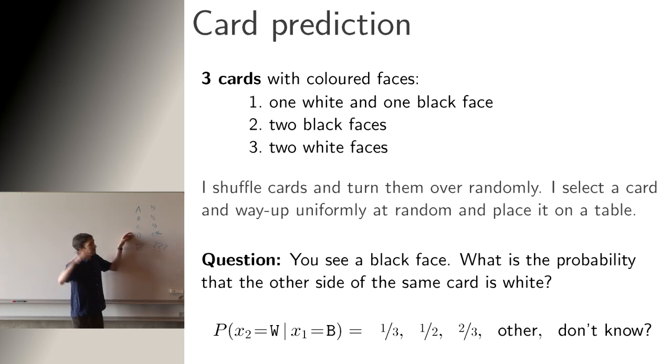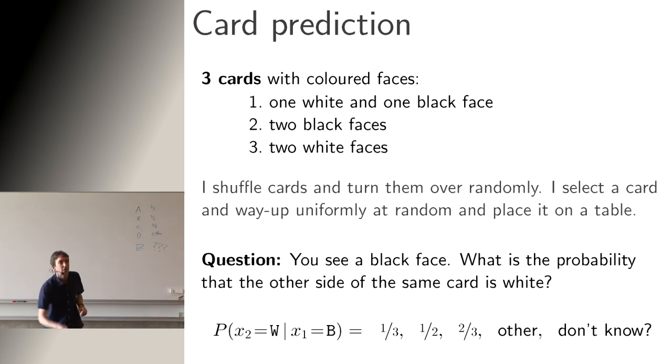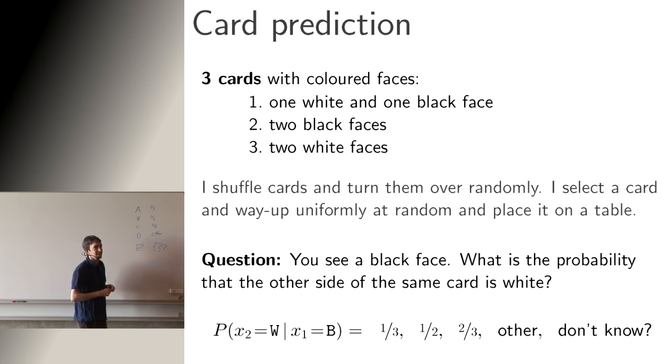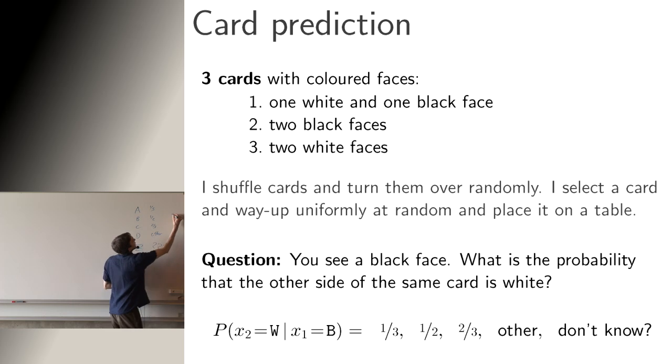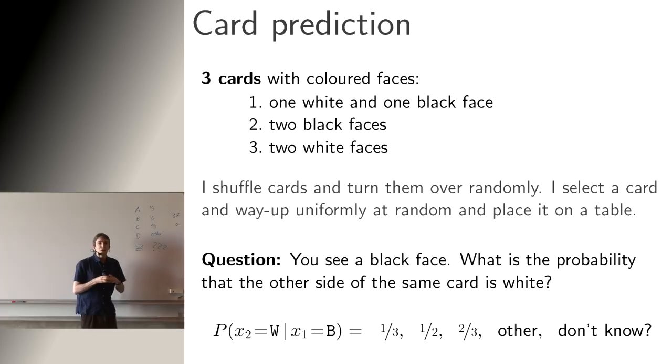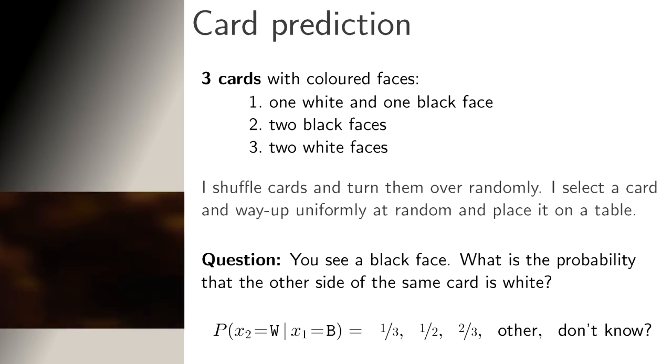Who thinks it's some other number I haven't said? Okay. Who thinks that it's 2/3? Okay. About 4 votes for 2/3. Who thinks that it's 1/2? Okay. About 37 votes for 1/2. Who thinks it's 1/3? Okay. About 12 votes for 1/3.